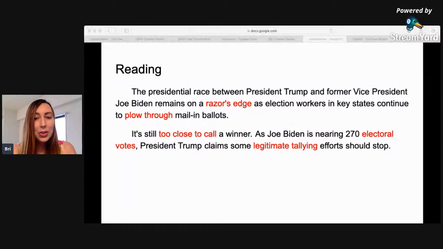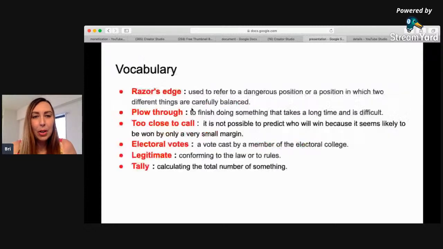Okay. Do you understand? Oh, Anna, no problem. We just started reading, but we've already gone through everything about the vocabulary. Let me go back once really quick. So we learned razor's edge. So you'll often hear in the media now, the election is on a razor's edge. And that means it's in a dangerous position or in a position in which two different things are carefully balanced.